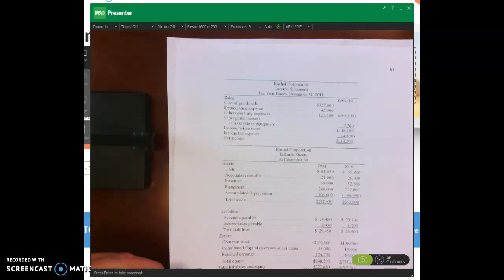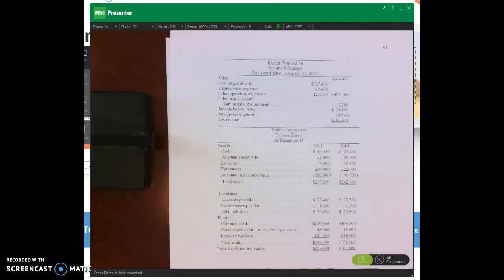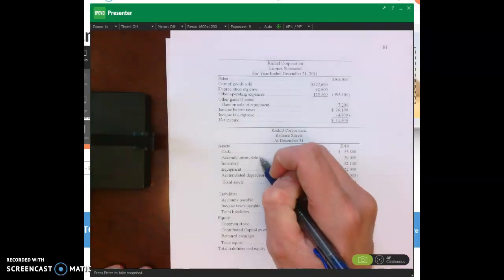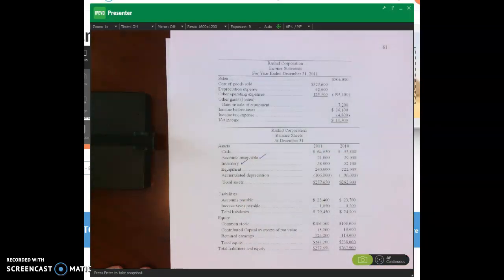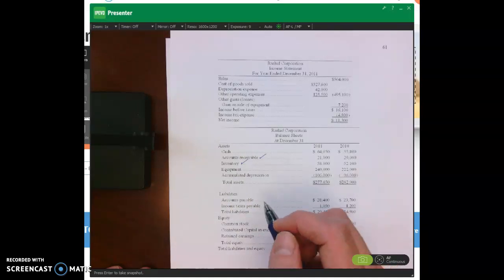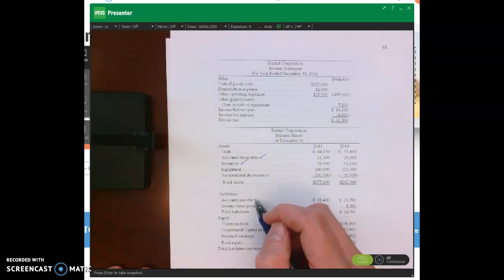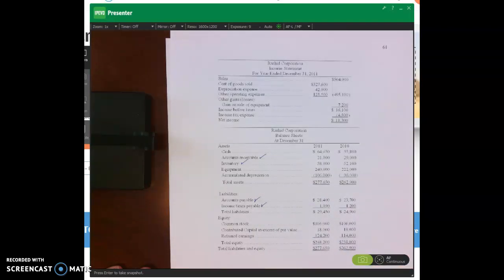You can see with this problem, I don't have anywhere where it says total current assets. So you need to know what's a non-cash current asset and what isn't. Accounts receivable is a non-cash current asset. Inventory is also a non-cash current asset. Equipment is plant, property, and equipment, which is not a current asset. Then we can look at our liabilities. Accounts payable is a current liability, and income taxes payable is also a current liability.